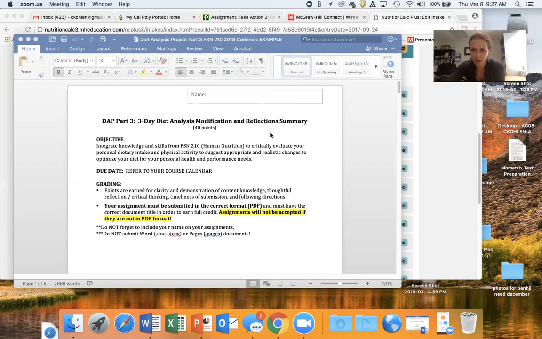Hopefully some of my online examples helped, but I wanted to just talk about the Diet Analysis 3 project really quick. So I have it pulled up here, and the point of the Diet Analysis 3 is to look at your original food intakes, which you analyzed in Part 2, and identify areas that could use some improvement, then make some modifications that you think are reasonable, rerun the data through NutriCalc, and see what the result was.